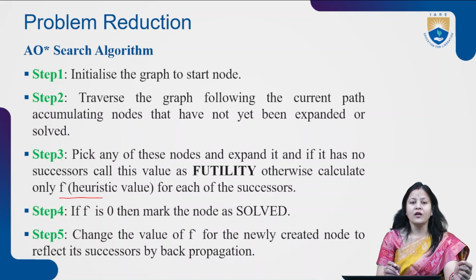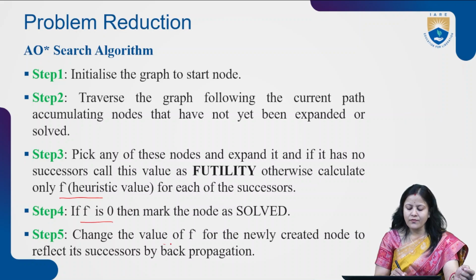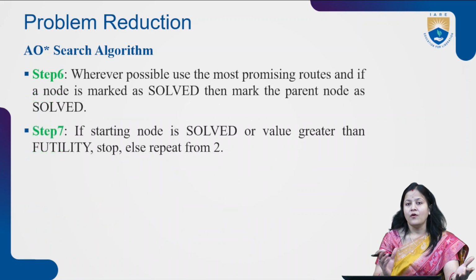Step 4, if the heuristic value is 0, then mark the node as solved. Step 5 says change the heuristic value f dash for the newly created node to replace its successor by back propagation. Anyway, all these points I will discuss with the help of one example. And step 6 says, wherever possible, use the most promising routes, and if a node is marked as solved, then mark the parent node as solved.